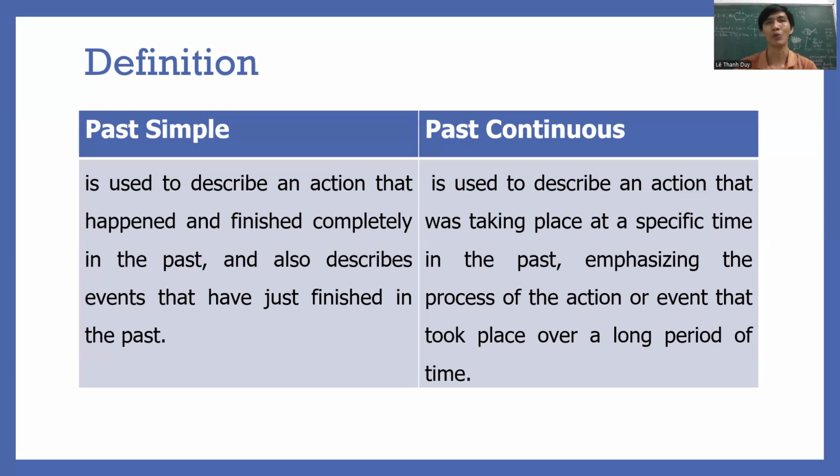And meanwhile, the past continuous is used to describe an action that was taking place at a specific time in the past, emphasizing the process of the action or event that took place over a long period of time. For example, my father was reading a newspaper at 7 p.m. yesterday.